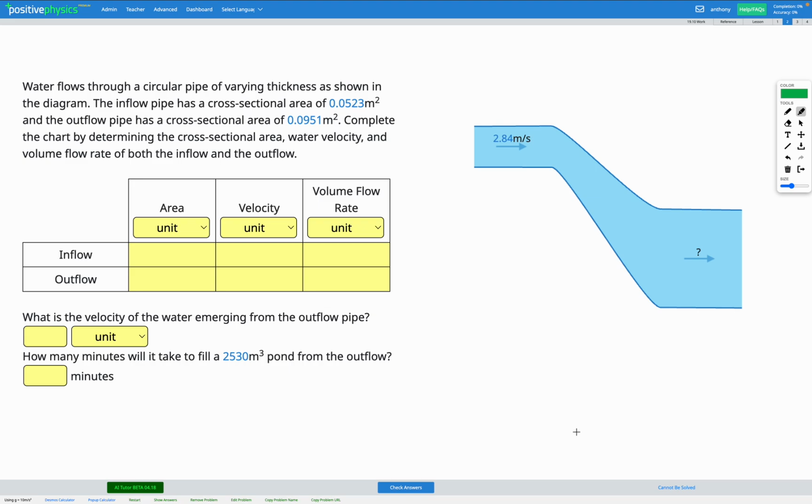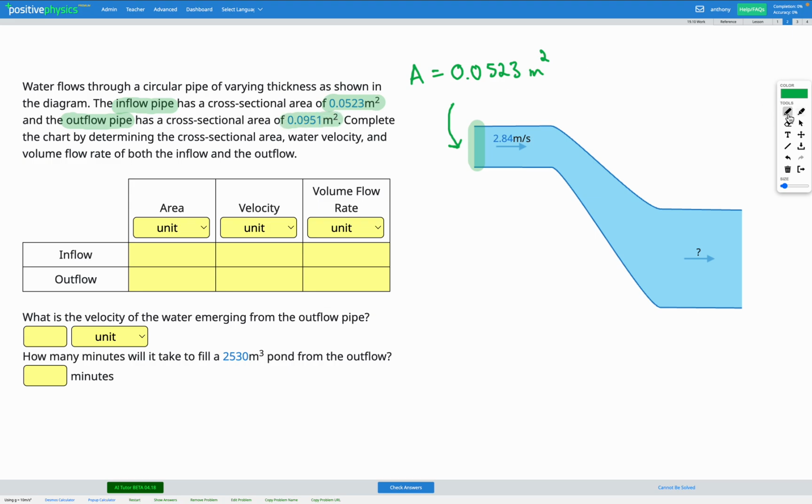In this question, water flows through a circular pipe of varying thickness as shown in the diagram. We're told the inflow pipe, that's this part here, has a cross-sectional area of 0.0523 meters squared. I'm going to draw that on here. The area there is 0.0523 meters squared.